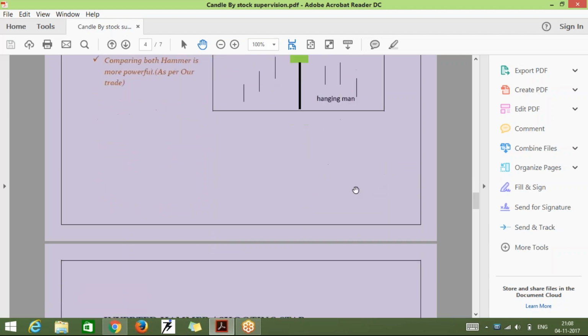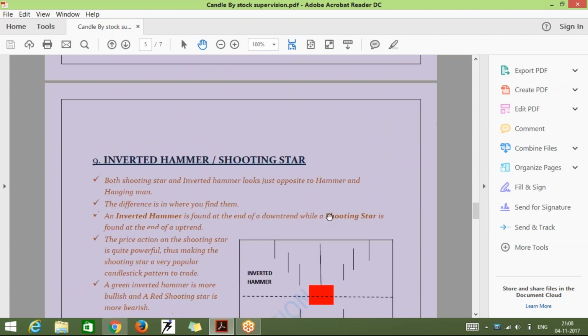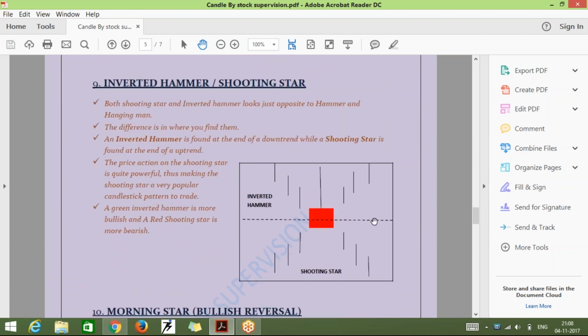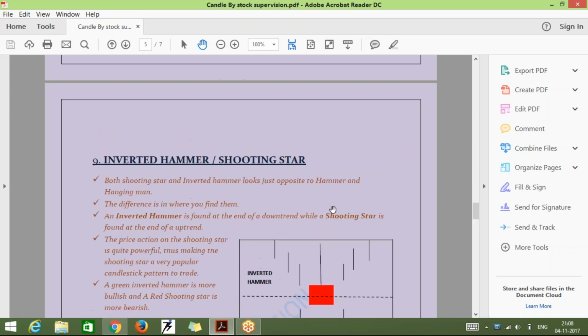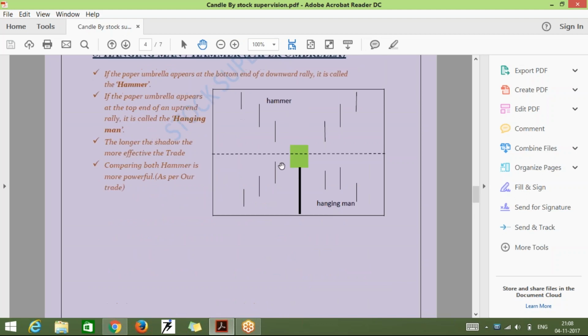Then coming to inverted hammer and shooting star, it's again the opposite of hammer and hanging man. Both shooting star and inverted hammer look just opposite to hammer and hanging man. Again, this is what I was saying. The difference is in where you find them. Just focus on this. The work is same.